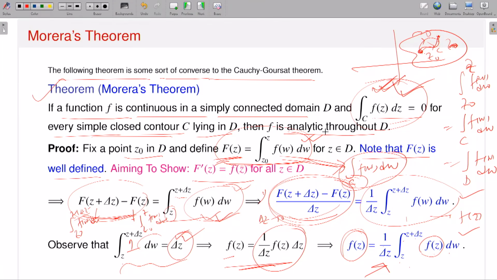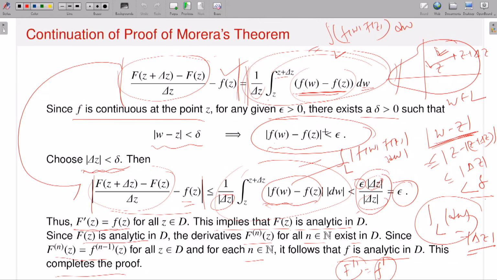The assumption given is a very strong assumption. It is given that f is continuous. On top of that, it is given that if I take any simple closed contour inside the domain, the contour integration is 0, which implies that I can define my function capital F through these path-independent integrals. Then the function is well defined, and later you show that this capital F is differentiable, and the derivative of capital F is exactly equal to small f by using the continuity of small f. Since capital F is analytic, it is infinitely many times differentiable, each derivative is analytic, which implies that my function small f is also analytic.